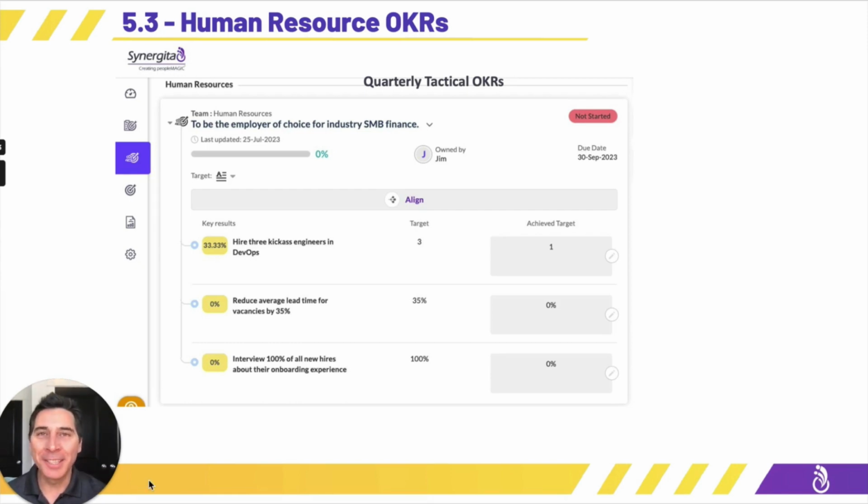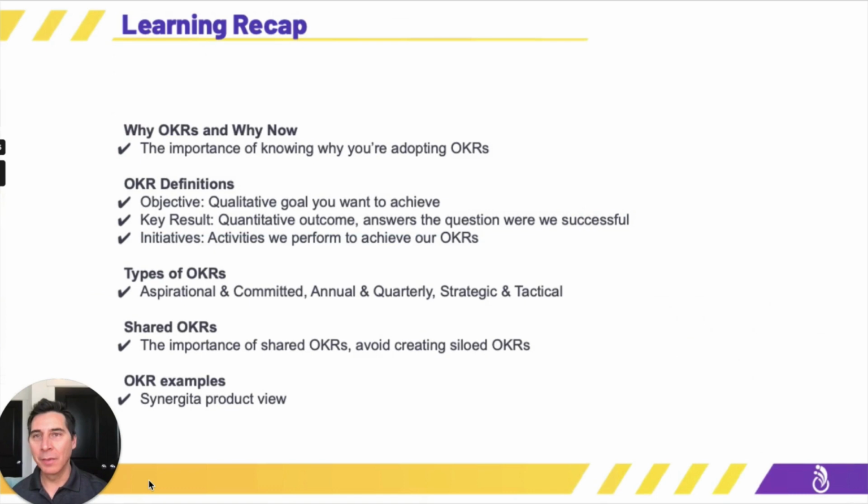Okay, so let's take a look at what we learned. All right, so we looked at why OKRs and why now, and the importance of organizations understanding that question when adopting the framework, right? Are we adopting OKRs now because there's some opportunity in the market that we just can't miss? Is there a threat in the market that we need to protect ourselves from? Why is it that we're adopting OKRs, and why is it important in this moment, right?